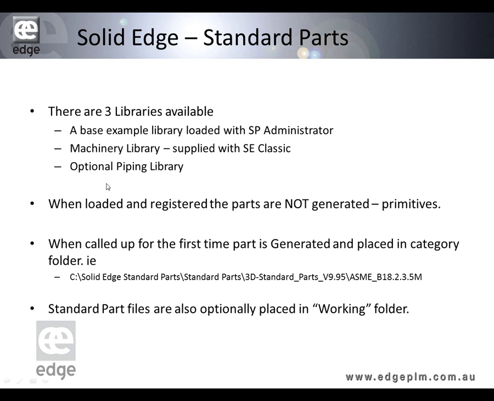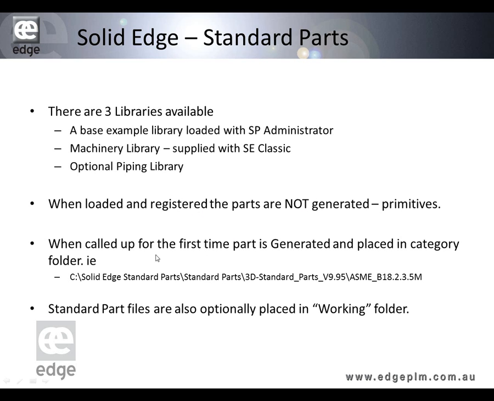Now, when you load the machinery library into the standard parts, the parts are not generated. What this means is that at that point you don't have any parts. They must go through a process called registration to be generated into the database. That actually creates all the primitive parts so that they're ready, and expands the database so that they're ready to be created on the fly. So when you call up a part for the first time, it gets generated. So when we load, we've got to go through a register process. As I said, we'll look at that in a moment.